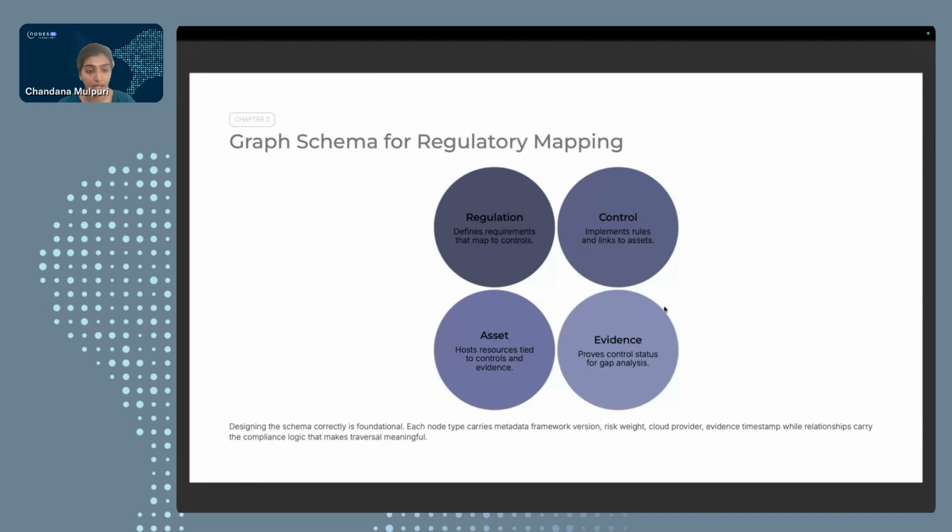Designing the schema this way correctly is foundational. Each node type carries metadata: framework version, risk weight, cloud provider, and evidence timestamp. Relationships carry the most important thing, the compliance logic that makes the traversal meaningful.